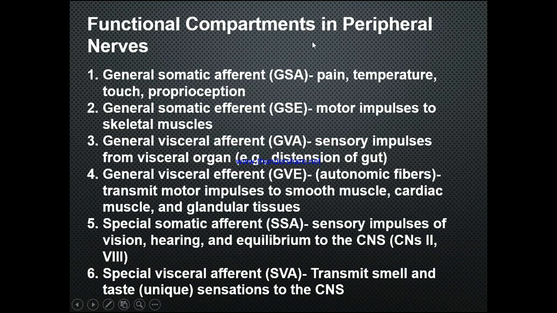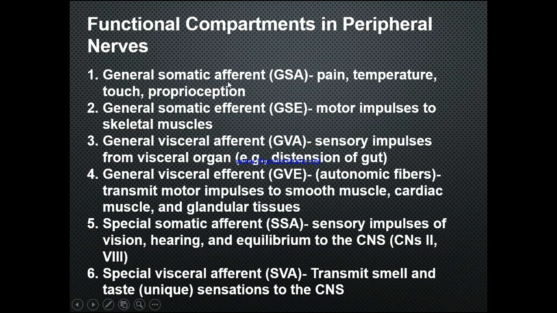So the functional compartments in the peripheral nervous system, let's look at these in a little more detail. As I say, there are a few videos that are going to follow on to break these concepts down, and there is also a lab component to this, so we'll look at the actual CNS and the PNS in the cadaver.